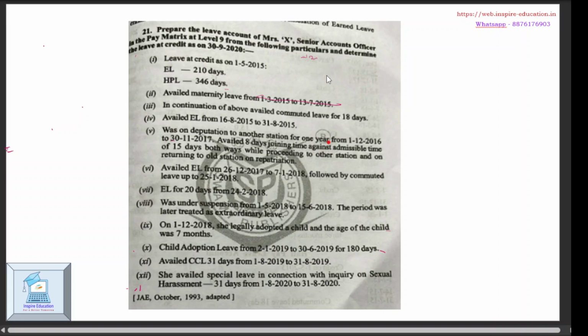One is called earned leave and another is called half pay leave. Earned leave is credited for 15 days on every 1st January and 1st July. The 15 days are credited in advance.